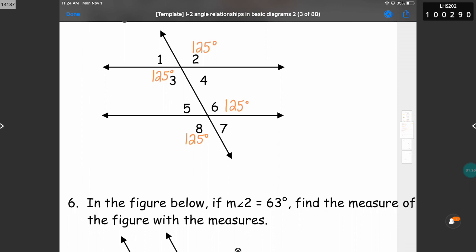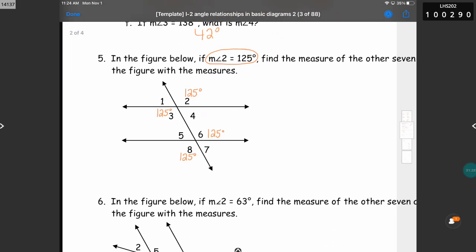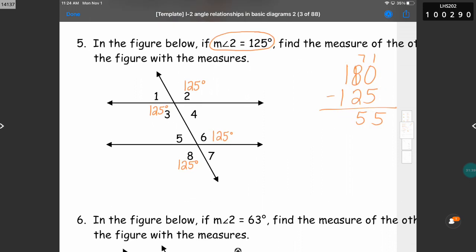Okay? How do I find my other angle measure? You subtract 180 minus 125. It'd be 55. So what is 55? 1, 4, 5, and 7.